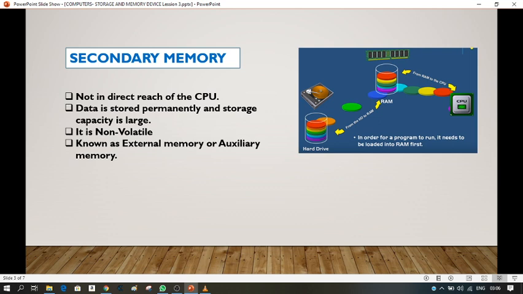Secondary memory is not in the direct reach of the CPU, while primary memory is in the direct reach of the CPU. The data present in it is first accessed by the primary memory and then is passed on to the CPU for processing. You can see the picture on the right hand side of our slide.